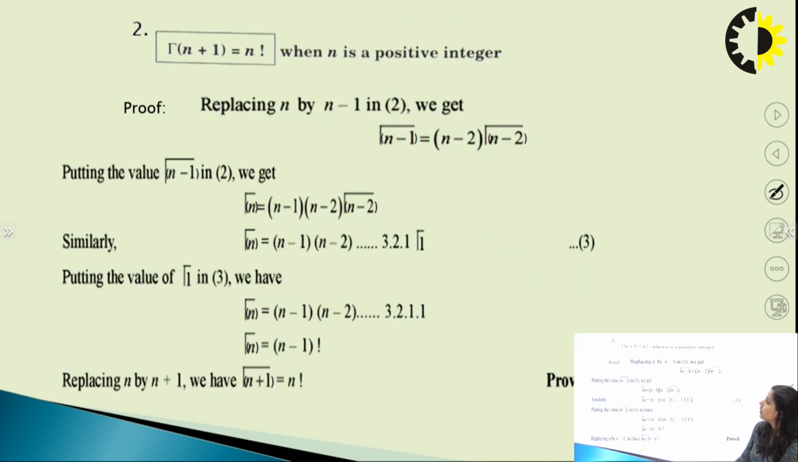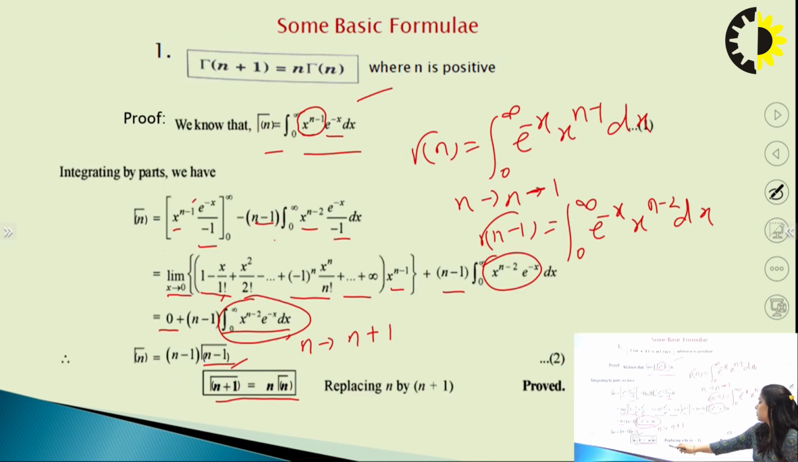Now the second formula is gamma n plus 1 is equal to factorial n, where n is a positive integer. Now to prove this formula, we will replace n by n minus 1 in equation 2.